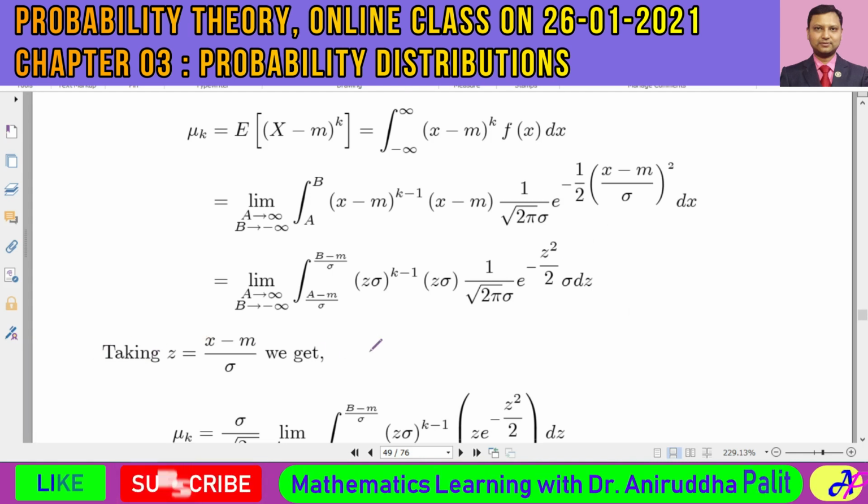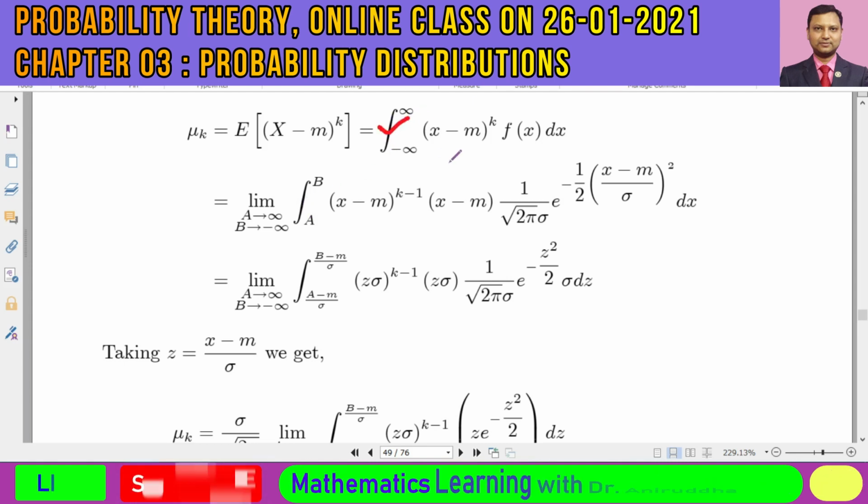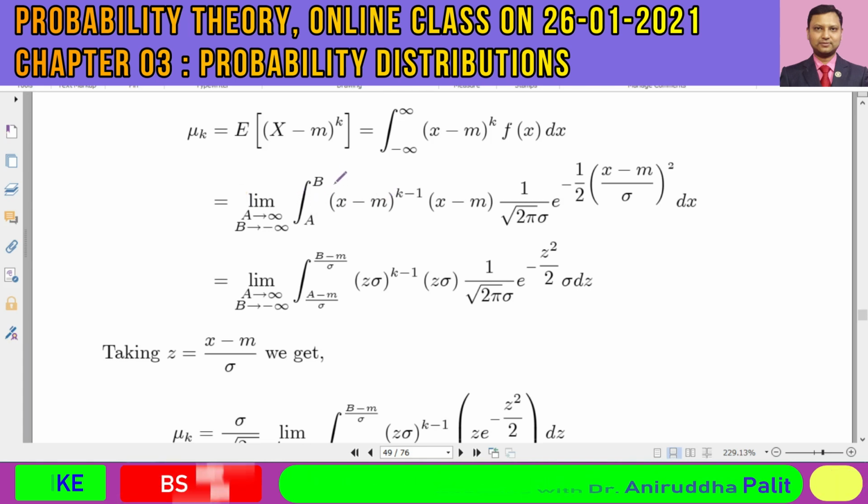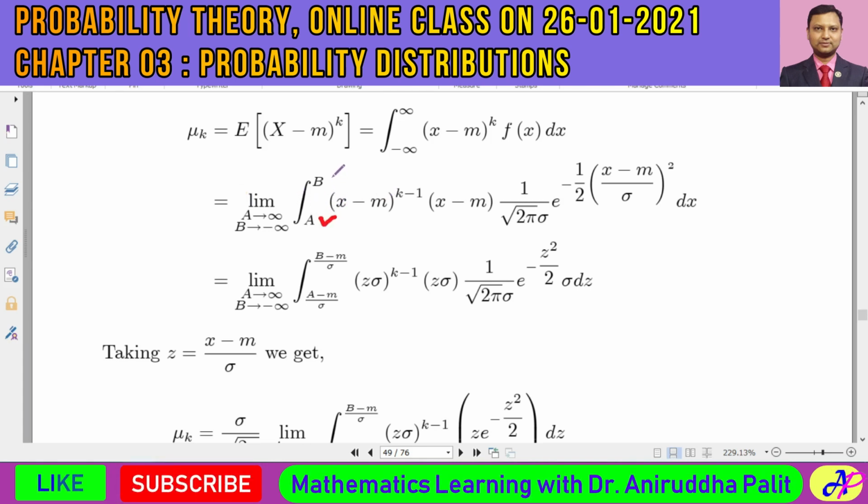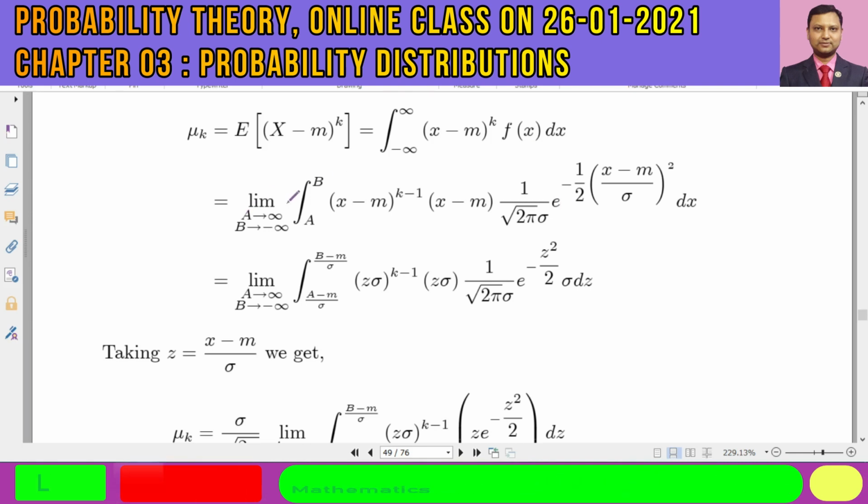And now you see this is actually an infinite integral, so I am trying to represent this infinite integral in terms of a limit. We can consider two arbitrary numbers, capital A and capital B, between which we can integrate this integrand, and after that we can take the limit.